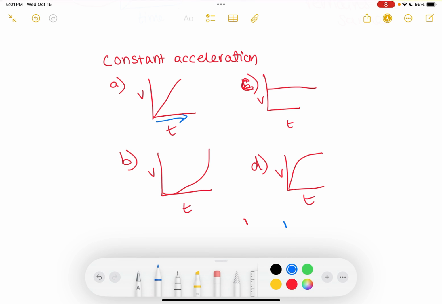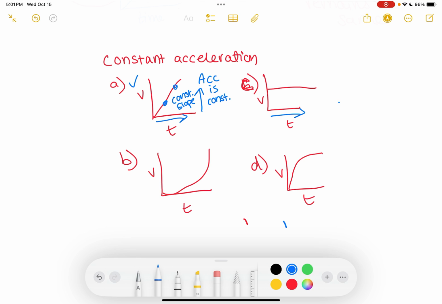As time is increasing, our speed increases. So we know this is an acceleration. So how do we know if it's constant? Well, if I were to take the slope here and here, do I get a constant slope? Yes. So the constant slope here tells me that acceleration is constant in choice A. But let's make sure that the rest are no good.